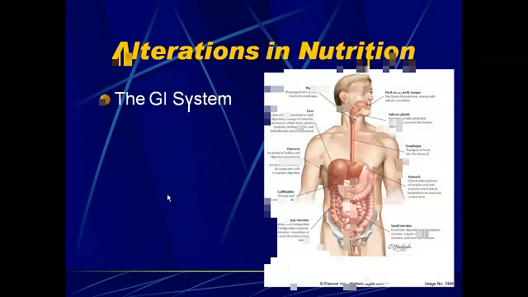GERD is gastroesophageal reflux disease, and this occurs because gastric acid flows back into the esophagus, causing esophagitis because of the inflammatory reaction. It's usually due to relaxation of that lower esophageal sphincter. And then the food that's already been mixed with gastric acid will flow back into the esophagus.